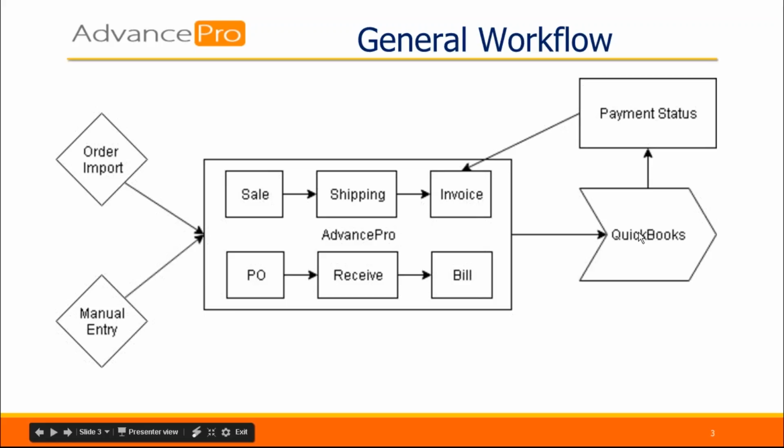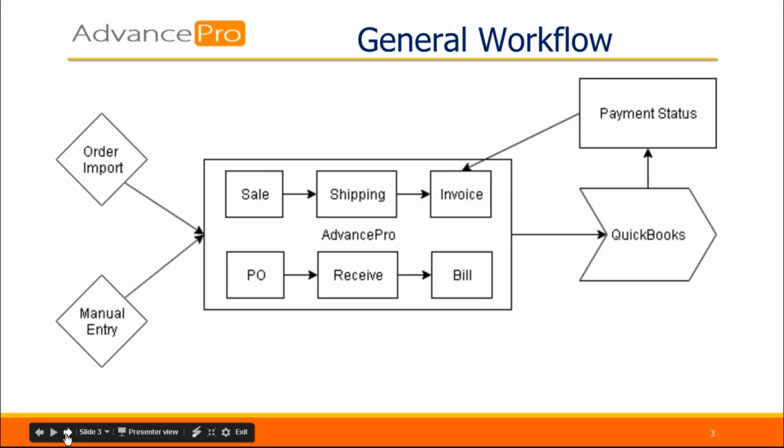So you get an invoice and a bill in QuickBooks that you can pay or collect on, and for invoices, if they get paid in QuickBooks, we can pass that payment status back to the invoice. You can also take payment on the sale or the invoice within AdvancePro, and those payments will also pass to QuickBooks. That is the general workflow of AdvancePro, the way we're built to work with QuickBooks.